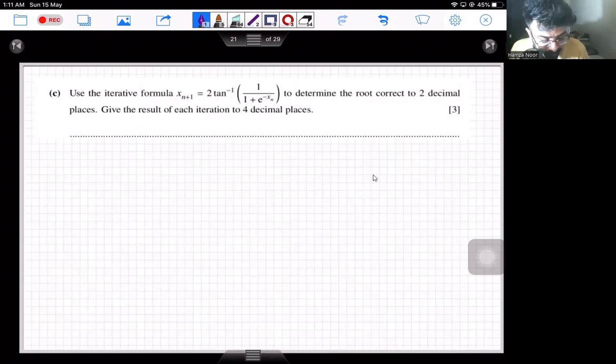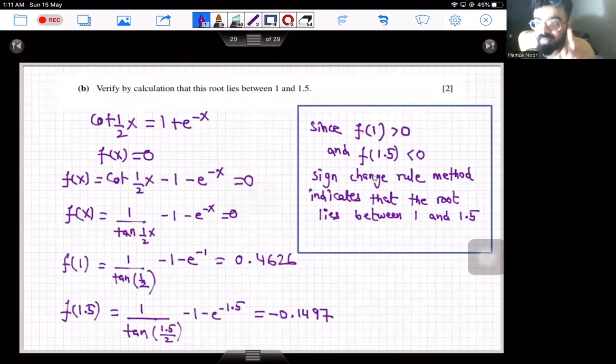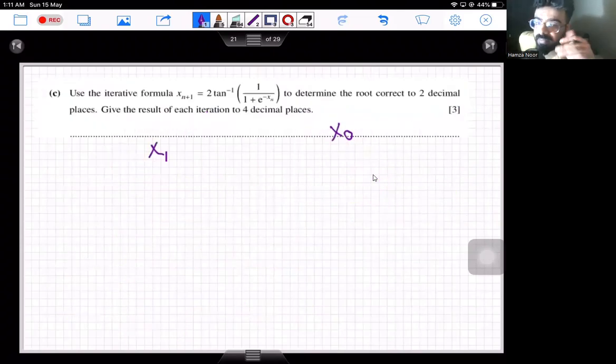In order to find the value of x1, let's say x0 is the initial value of x, which we don't know right now. x0 is not given to you here, but since you know the interval which we have proved in part B, 1 and 1.5, the initial value x0 will be taken as the midpoint of the interval which we have proved earlier. This initial value can be referred to as x0 as well as x1. It's the same thing.